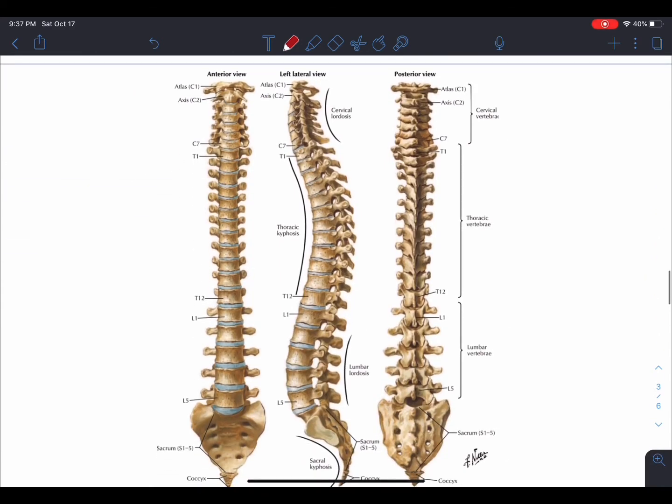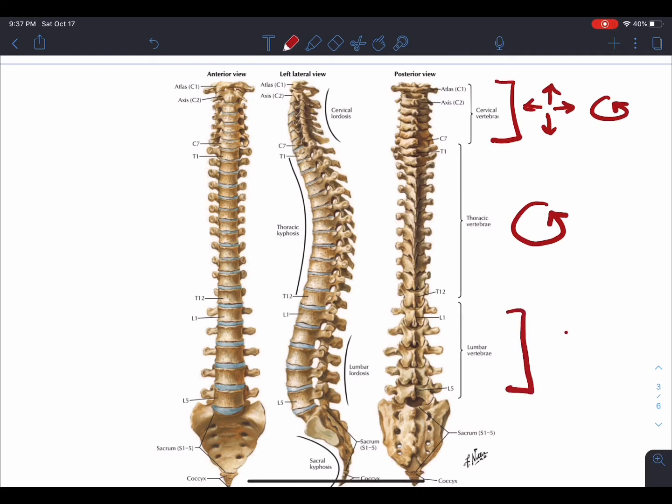Moving from superior to inferior, the cervical vertebral articulations allow for anterior, posterior, and lateral flexion and extension, as well as rotational movements. The thoracic vertebral joint planes allow for significant rotation of the trunk. However, flexion of this area of the spine is limited. The lumbar vertebrae allows for flexion and extension of the spine, but not rotational movement.